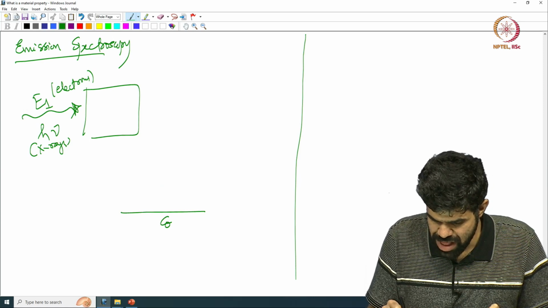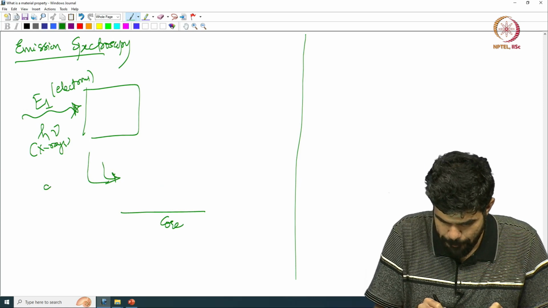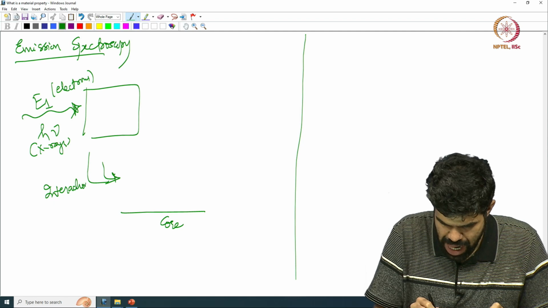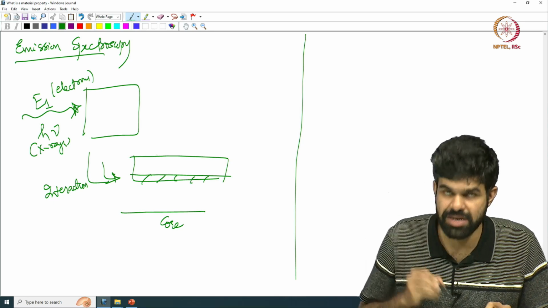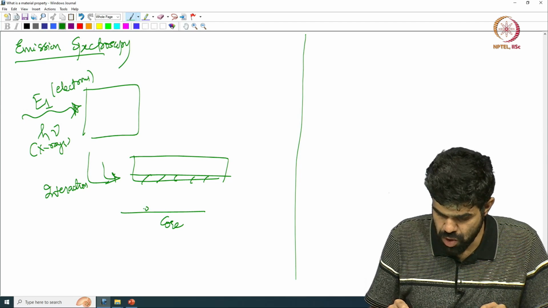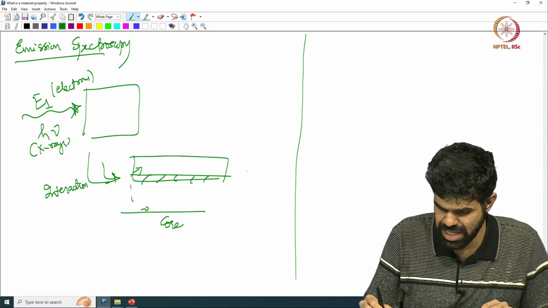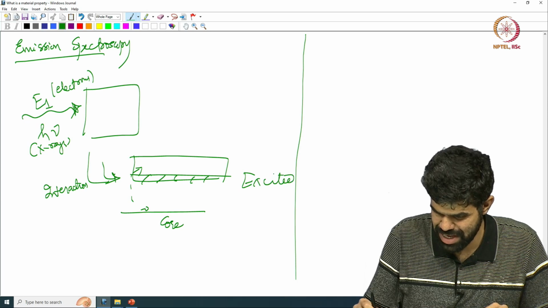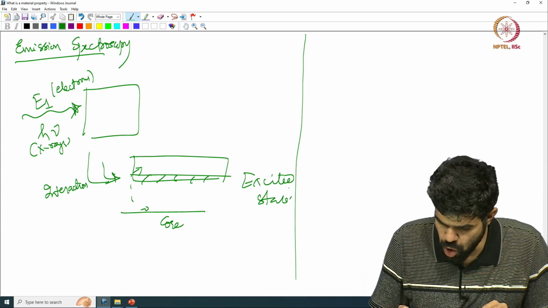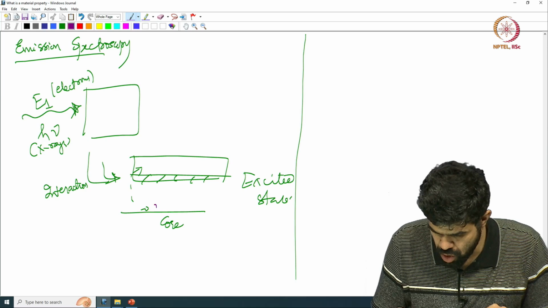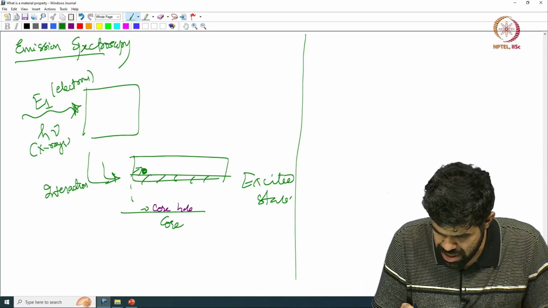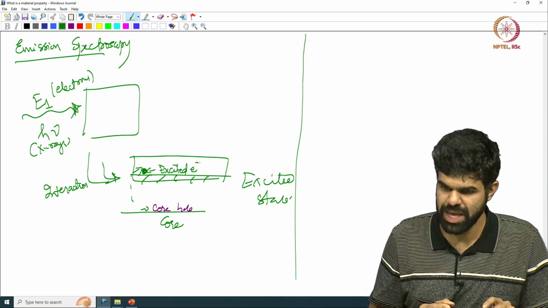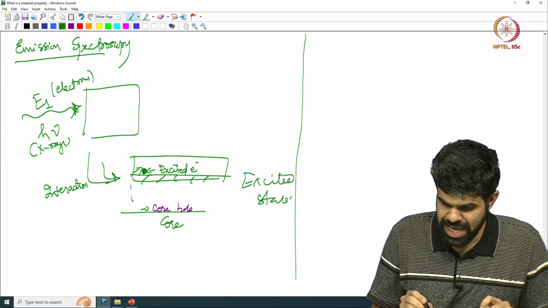So there is a core level. There are some empty levels in the valence band. So the electron from the core level excites, right. This is the excited state. So I create a core hole, and there is an excited electron which has gone here. This is an excited electron. All right, so this is the excited state.